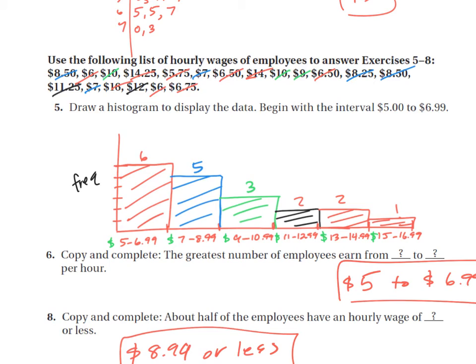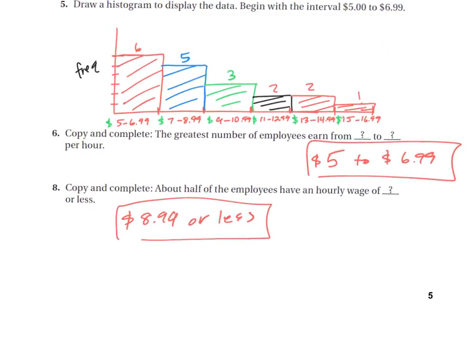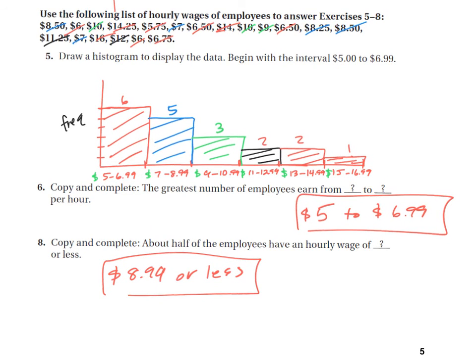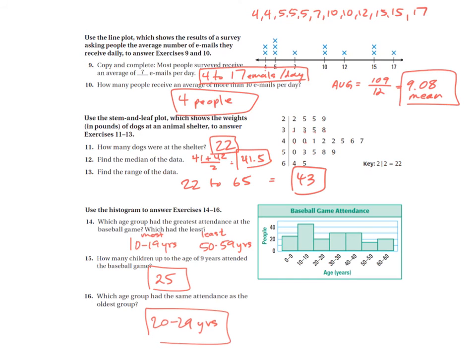Then the next questions ask you to answer some things about this. For number 6, it says the greatest number of employees earned from blank to blank, so that would be $5 to $6.99 an hour. And then it says about half of the employees have an hourly wage of blank or less. In this case, there were a total of 19 employees, and about half make $8.99 or less. So about half make $9 or less. Looking at the frequency table, I got that data.